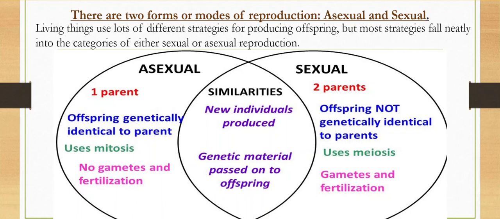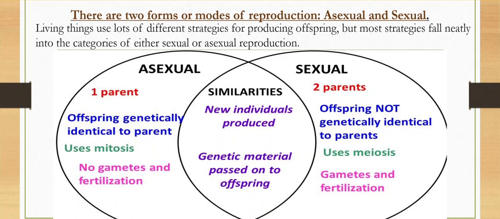Asexual reproduction means reproducing without the interaction of two sexes or genders, whereas sexual reproduction involves the fusion of two special cells called gametes, one from a male source and another from a female source.